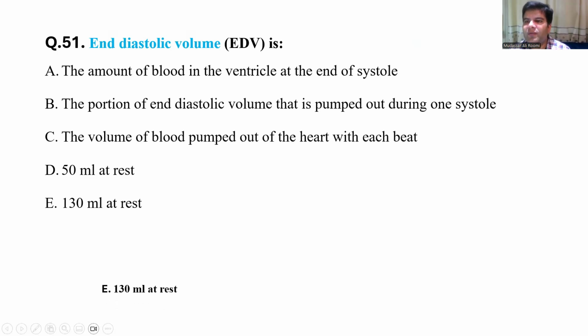So this is the volume of blood which is filled in the ventricle at the end of diastole, 130 ml at rest. Actually, 50 ml is the volume of blood which is at the end of systole, which we call end systolic volume. And the difference between these two is called stroke volume, which is about 80 ml.